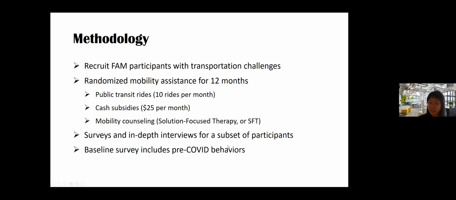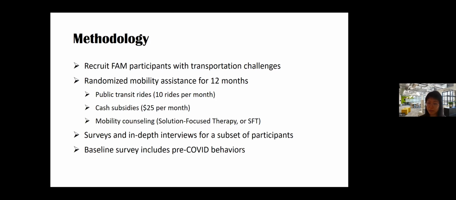So our methodology for the research study based at Georgia State University: we recruit food as medicine patients with transportation challenges, and we offer them 3 different interventions, randomly assigned to 4 groups, including a control group. We have a public transit group where the patients receive 10 free rides a month, and a cash subsidy group where they receive an equivalent amount of cash, $25 a month.